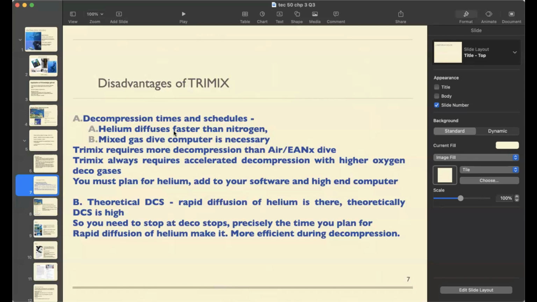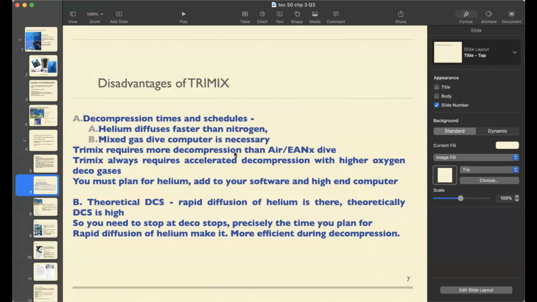So this is why your stop depth should be accurate. Your buoyancy should be more accurate. If you say 24, you stay at 24 so that you release helium in a proper way. If you skip the depth and go to an upper level, you'll have what's called isobaric counterdiffusion that can cause something like DCS. A mixed gas dive computer is necessary for this.